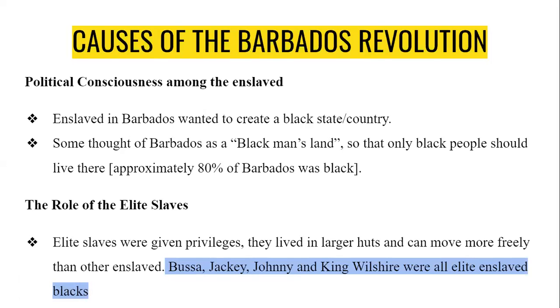Next, the role of elite slaves. Elite slaves were given privileges, such as living in larger huts. They used this to their advantage in planning the revolt. Jackie, Johnny, and King Wilshire were a part of the elite slaves. Bussa, who was among the elite slaves, was an African-born slave who led the revolution.